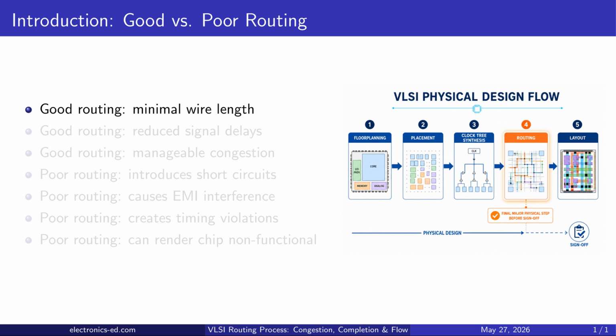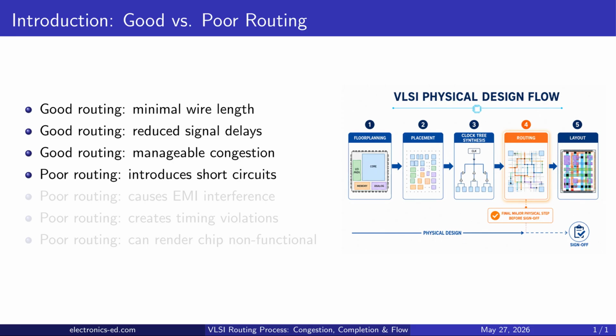Good routing keeps wire length minimal, which is great for performance. It also reduces signal delays, helping your chip run faster. And it maintains manageable congestion, so wires don't crowd each other.